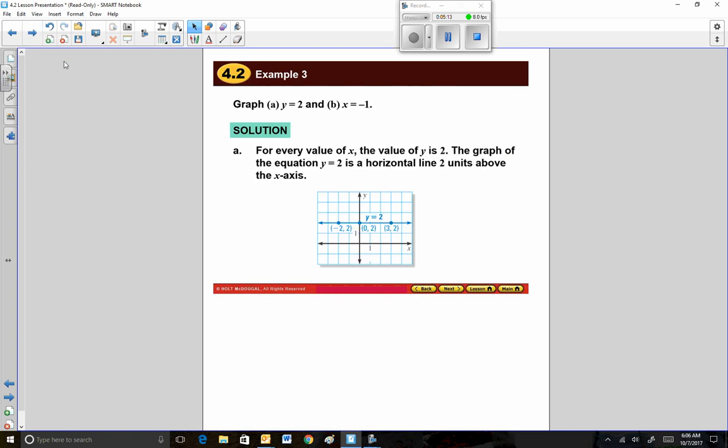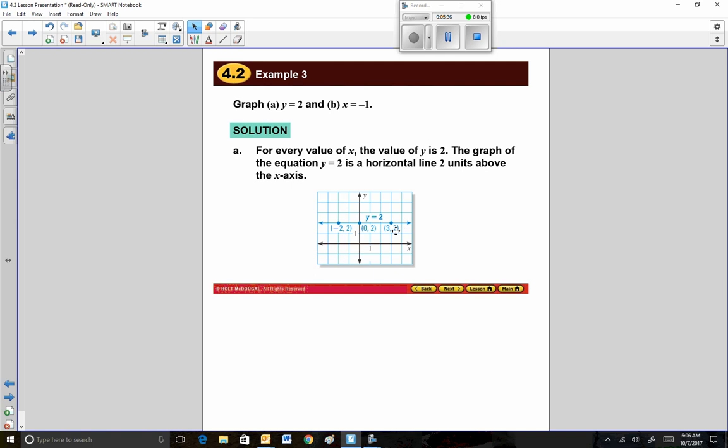All right, let's try one more. These are a little different. These are actually equations of lines. Y equals 2. Up here, y equals 2. And y equals 2 here. So basically, this blue line here is y equals 2, because everywhere on the line, y equals 2.